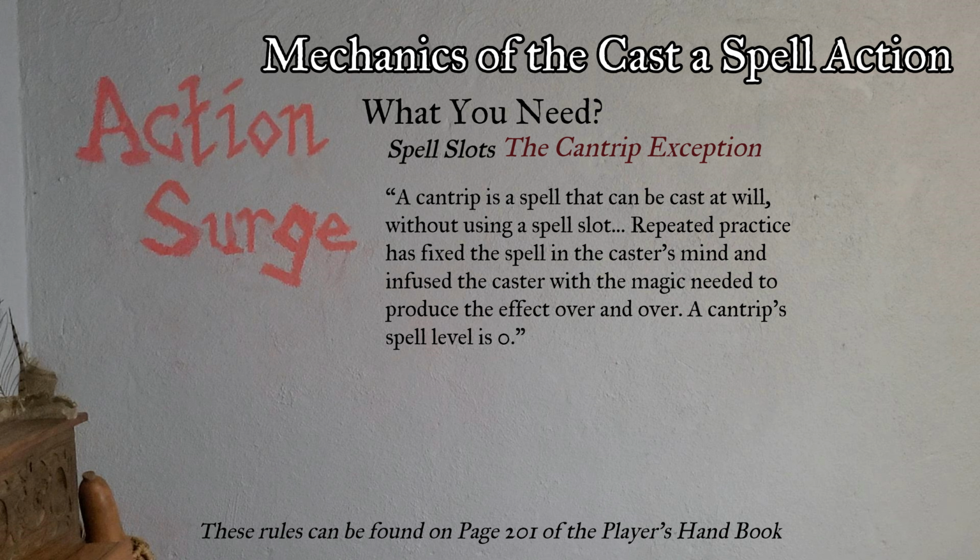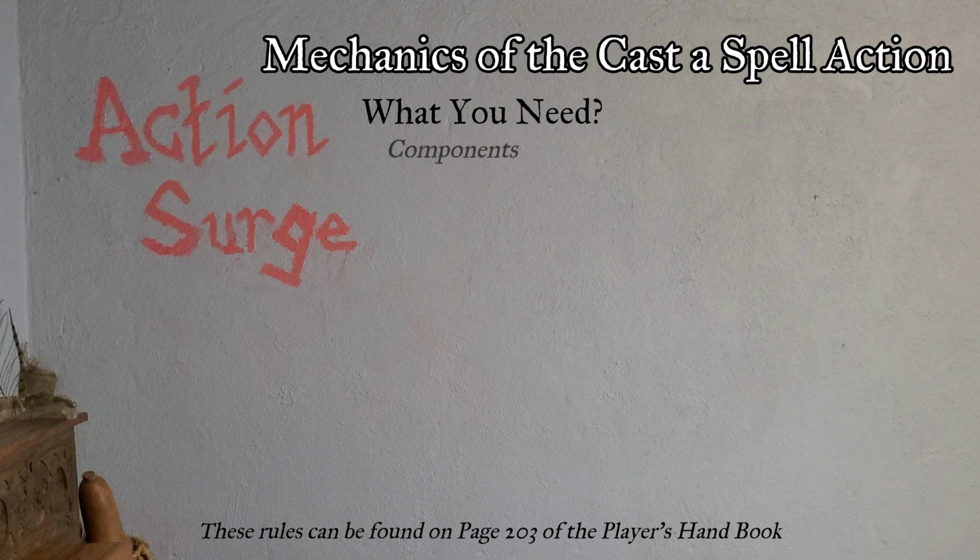A cantrip is a spell that will be cast at will without using a spell slot. Repeated practice has fixed the spell in the caster's mind and infused the caster with the magic needed to produce the effect over and over. Functionally, a cantrip's spell level is 0, as it takes up no space in the spell slots available.